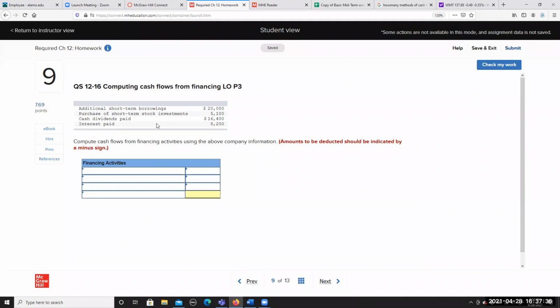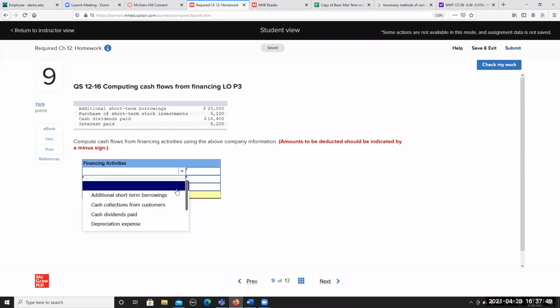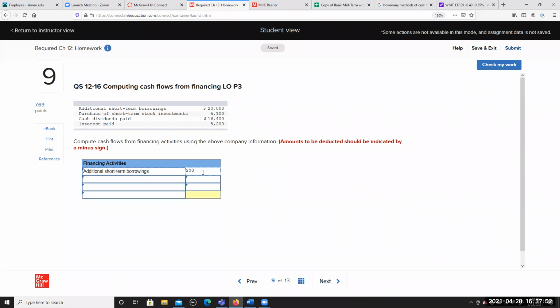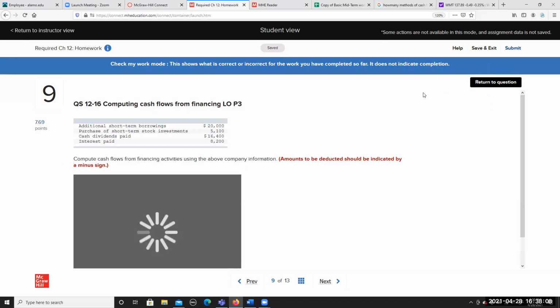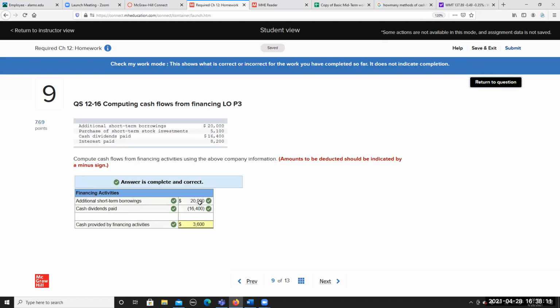Computing cash from financing. Short-term borrowing, purchase of short-term stock. No, that goes in investing. Cash dividends paid, yes. So additional short-term borrowing, your cash goes up when you borrow money. But when you pay dividends, it's going down. So cash provided by financing is 3,600. So cash goes up because you borrowed money. You pay dividends, it goes down.